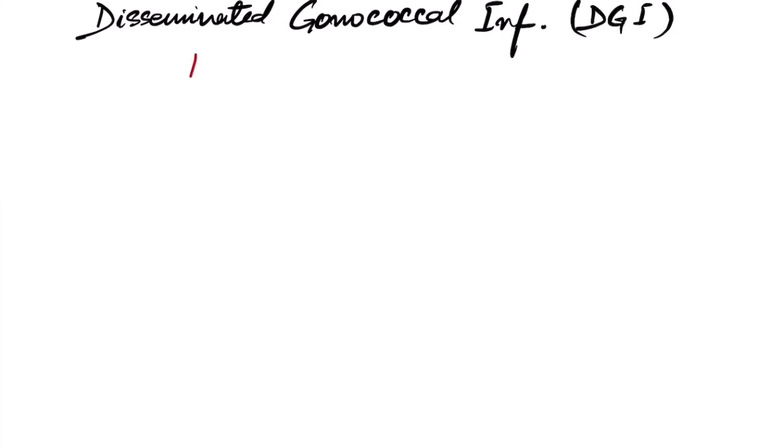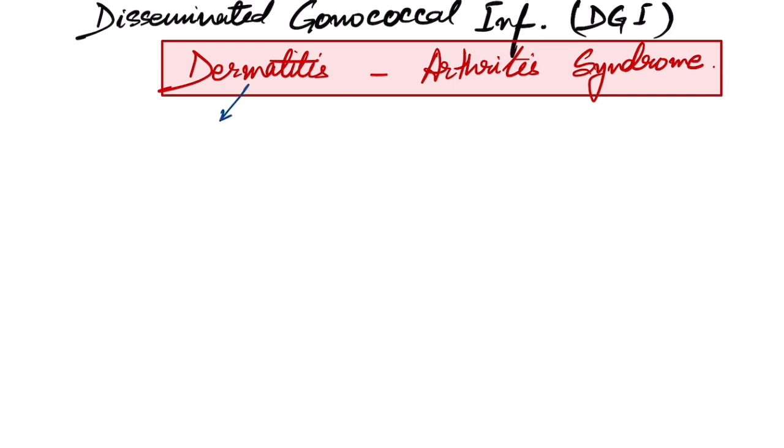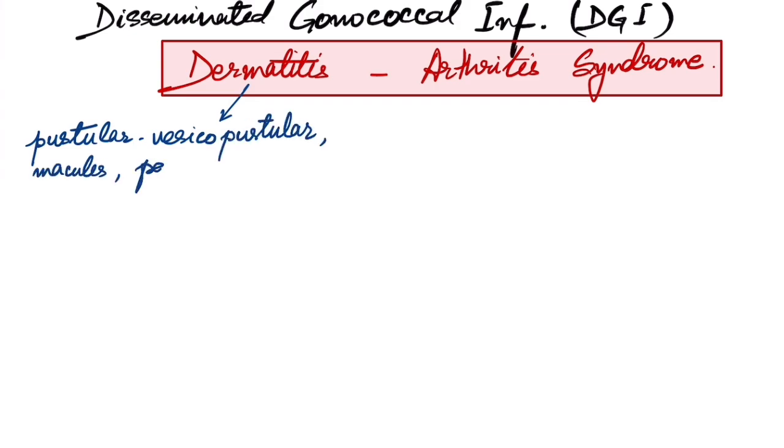Most common presentation is the dermatitis arthritis syndrome. So it has two components, the dermatitis part and the arthritis part. In dermatitis, you'll mainly see pustules, or it will be a vesicopustular eruption, but it can be anything like macules, papules, petechiae or ecchymosis.